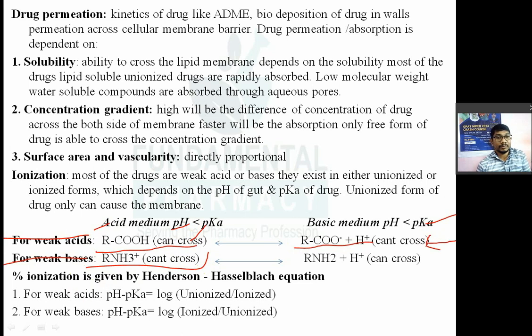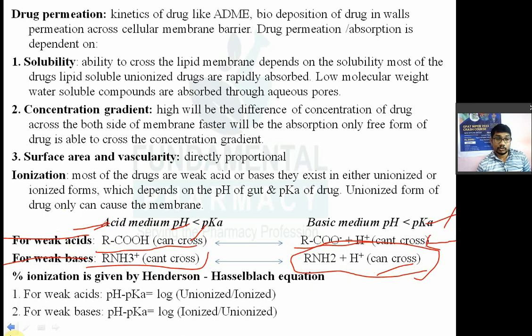आपको यहाँ पे इतना याद रखना है कि weak acidic drug, for example salicylic acid, acetyl salicylic acid, is absorbed from the stomach. And a weak basic drug, for example any amine, is absorbed from the intestine. So weakly acidic drugs will be more absorbed from the stomach, weakly basic drugs will be absorbed from the intestine.